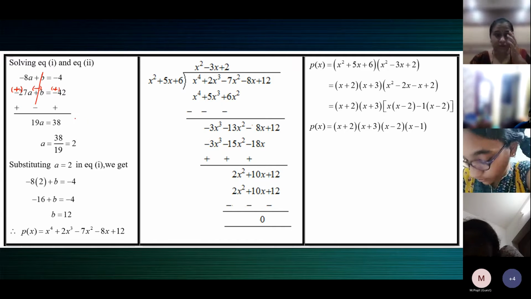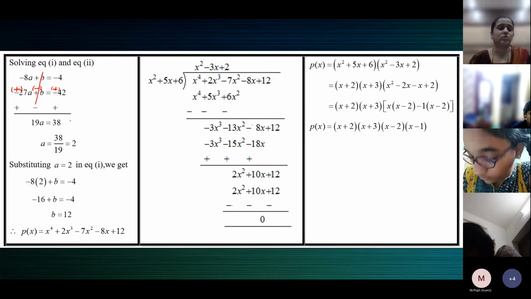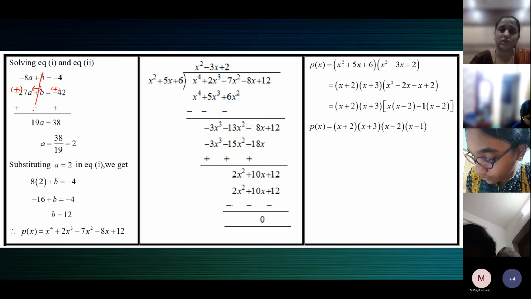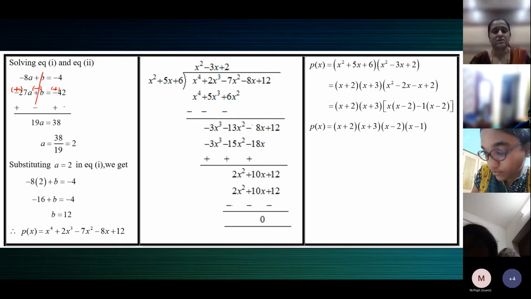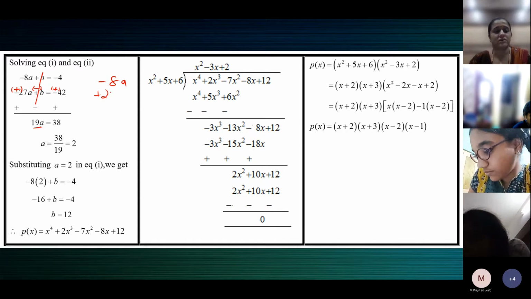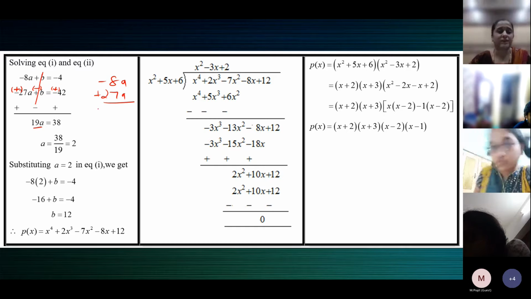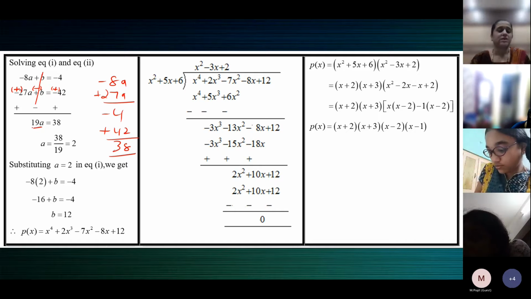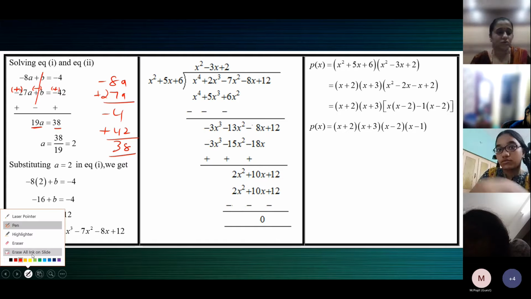You have to eliminate one of the two variables. That can happen only when you change the signs, so you're subtracting equation 1 minus equation 2. Now minus 8a plus 27a is 19a. And minus 4 plus 42 is 38. So 19a is equal to 38, a is equal to 38 by 19, a is equal to 2.